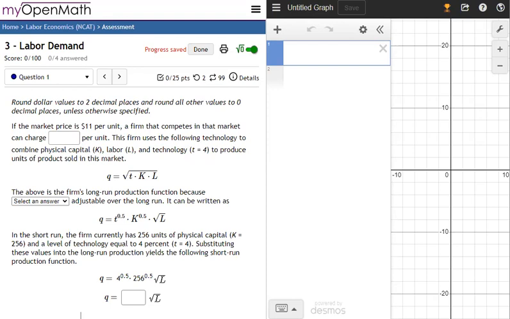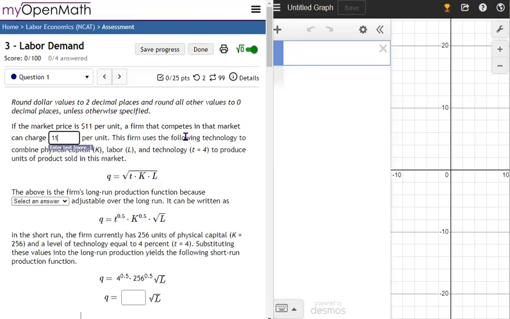Over the long run, everything is variable, right? In the short run, the market price is fixed. Here, the market price is $11. If a firm that competes in this market wants to sell in this market, it has to charge a price of 11, right? It's a price taker, not a price maker.